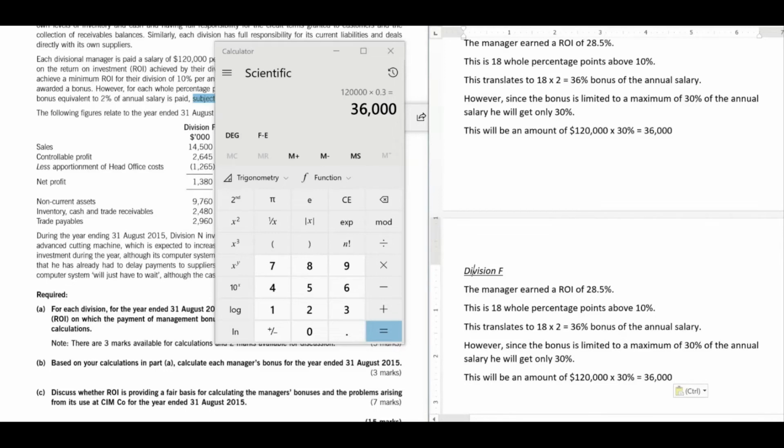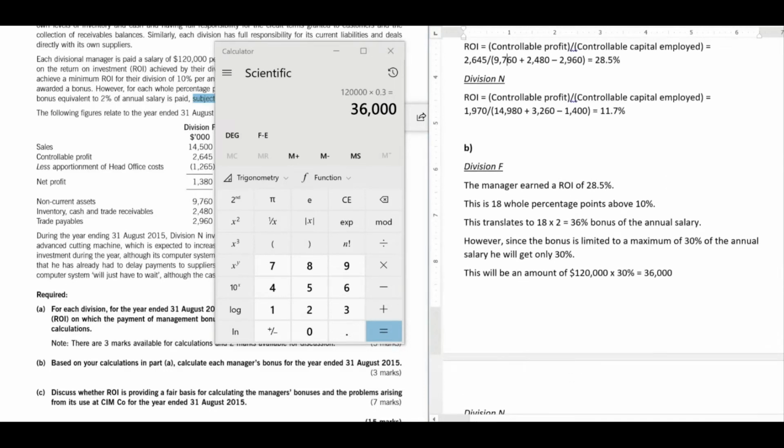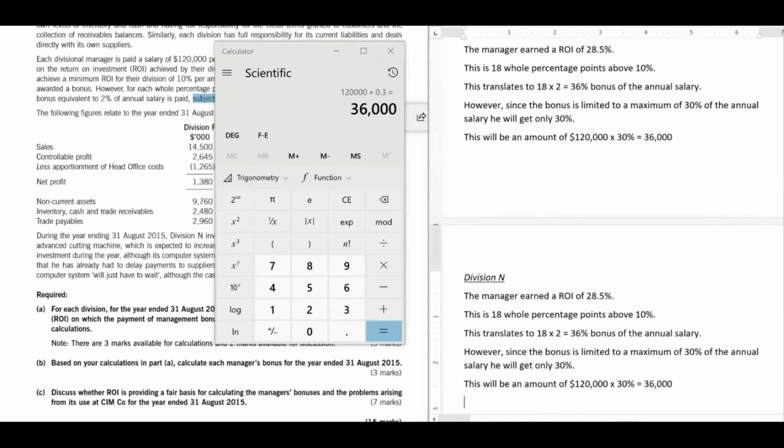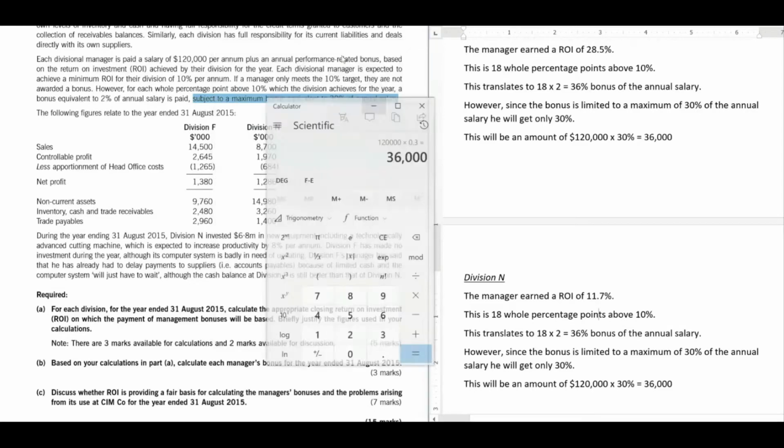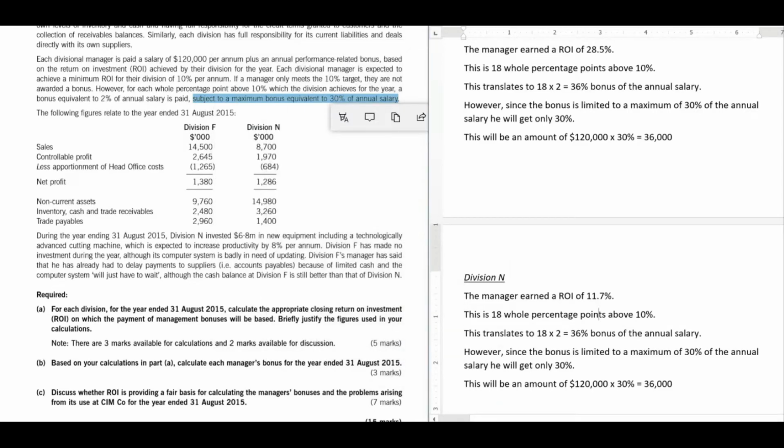Okay, so the manager earned an ROI of 11.7%, if I remember. Yeah, 11.7%. So this guy didn't earn much of an ROI, 11.7%. And usually it's the one who earns a low ROI who is doing all the good stuff in the analysis, and the one with the high ROI is doing the bad stuff, but we'll get to that later.